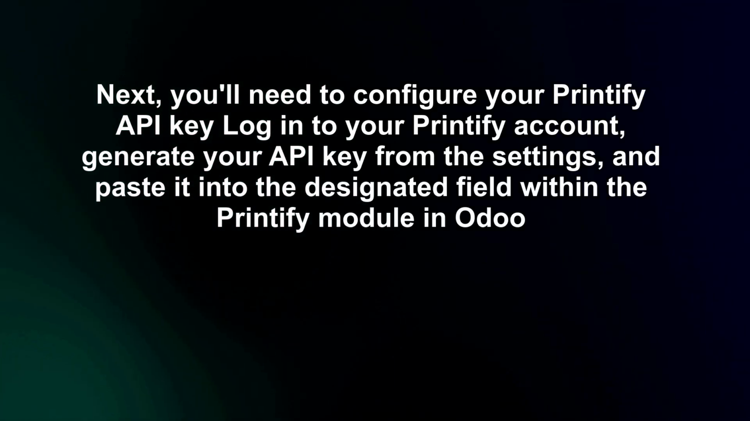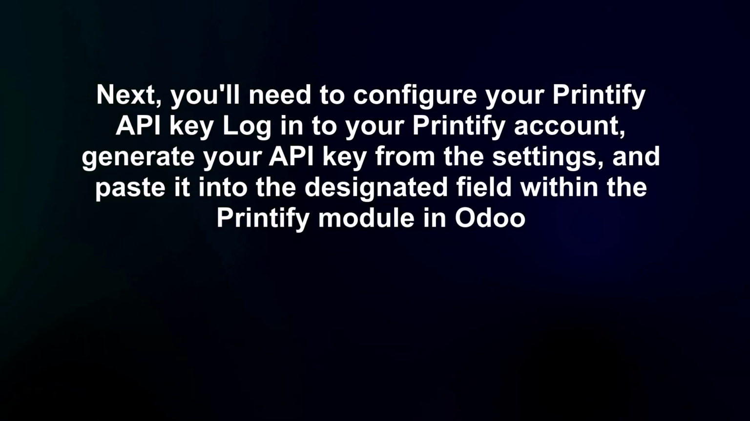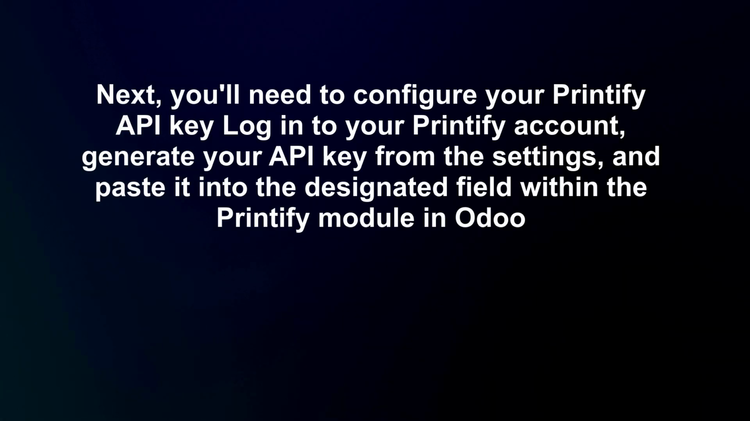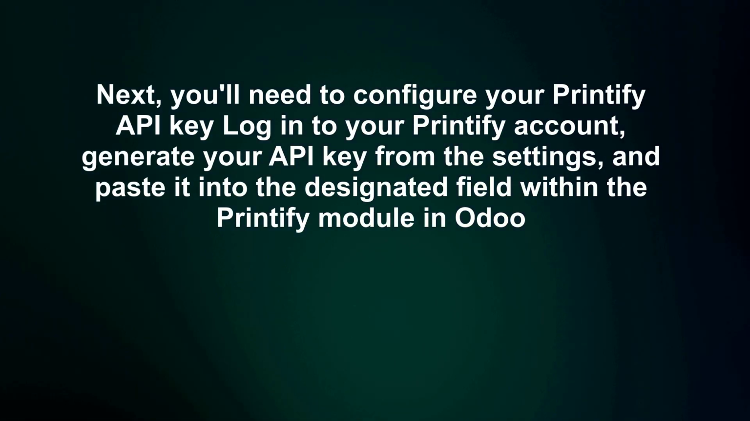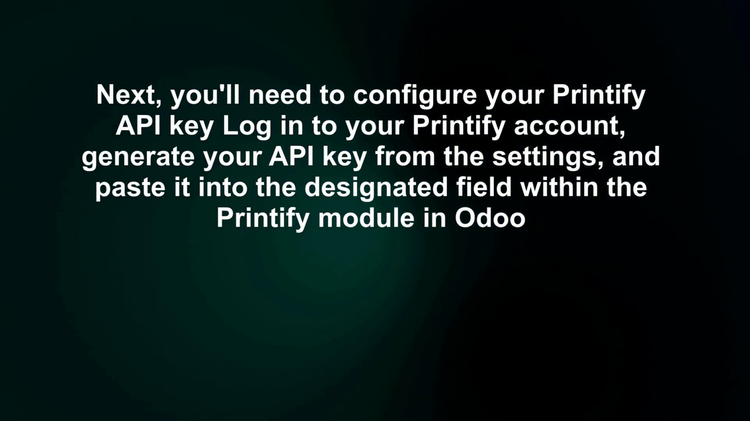Next, you'll need to configure your Printify API Key. Log into your Printify account, generate your API key from the settings, and paste it into the designated field within the Printify module in Odoo.